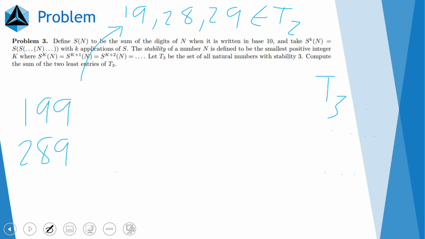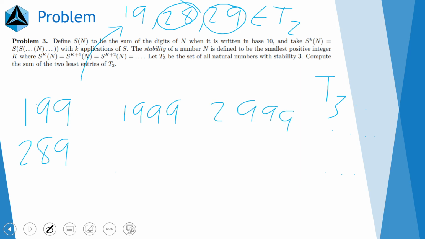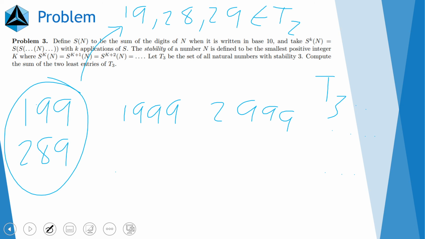Let's see the smallest number with sum of digits 28. It's going to be 1999. This is significantly bigger than 289, and we see that the smallest number with sum of digits 37 is going to be 2999, and it only has to get bigger. So we see here that we're done now, because these two are going to be our smallest two entries in T3. So we just need to sum 199 and 289, which will yield 488. That will be our answer.